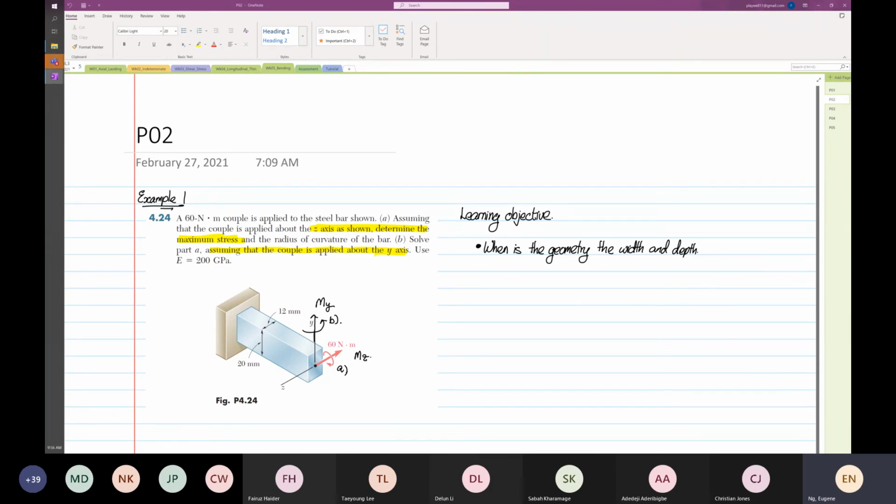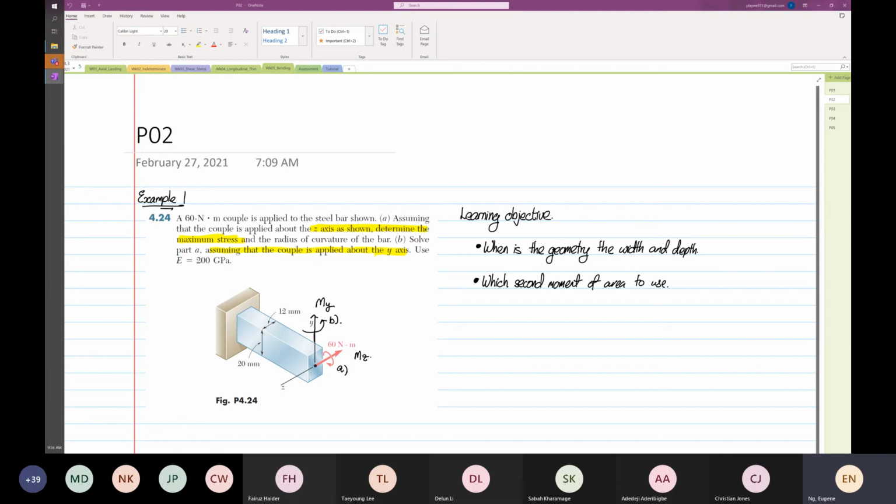And then we are going to find out which second moment of area to use, right?